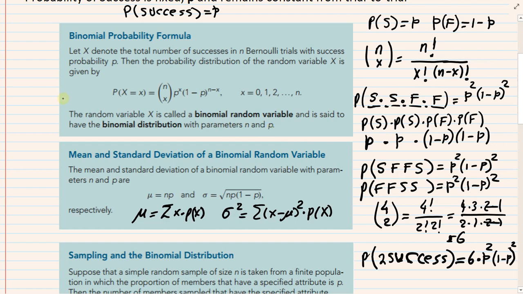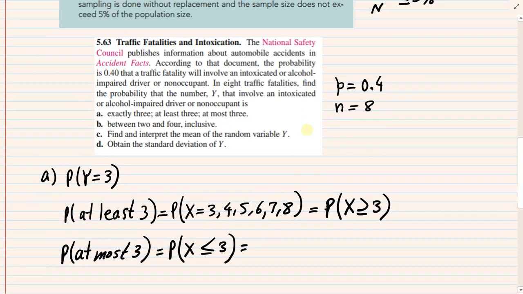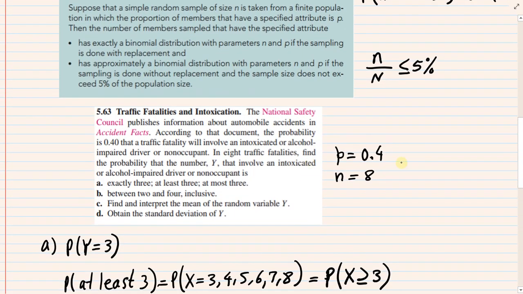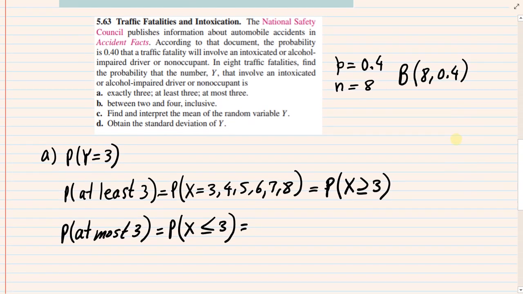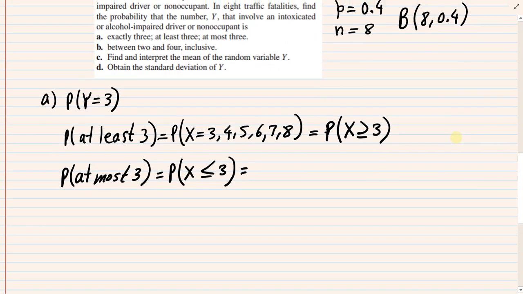And here's how we're going to write this probability. We're going to call this B(n, p). That's how we identify our binomial probability distribution. So, having said that, in this exercise, we have a binomial probability distribution with n = 8 and p = 0.4. Those clearly identify what kind, because there's not a single binomial distribution. Depending on n and p, we get a countless number of binomial distributions.